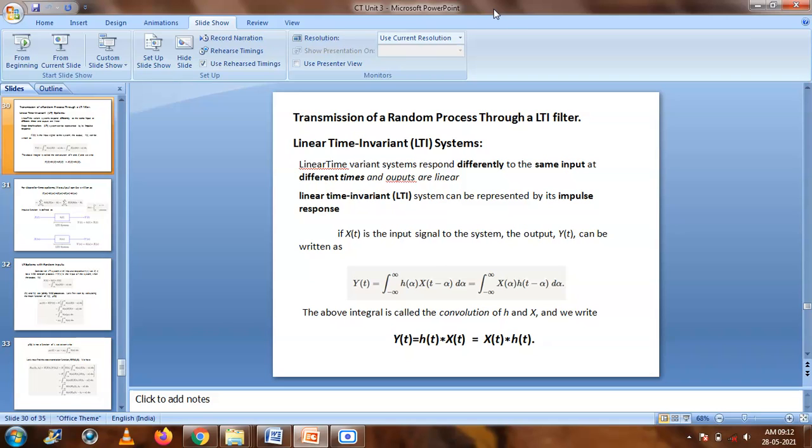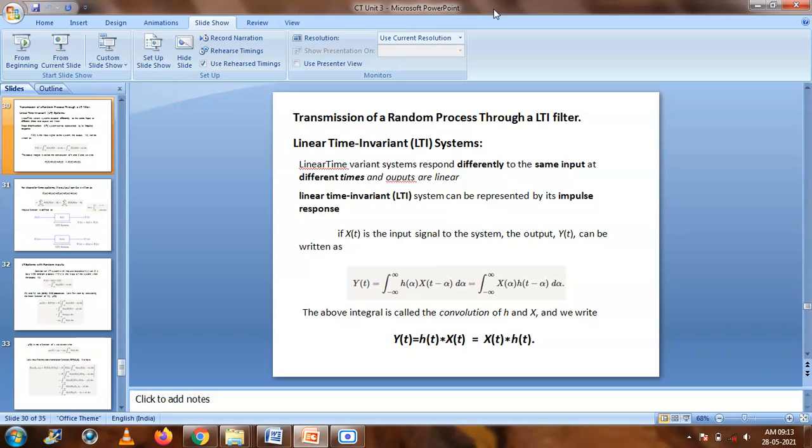So in a linear time invariant system, if you give the same input to the system, the outputs are different even if the time period is changed. Linear time invariant systems respond differently to the same input, because we are giving the same input at different times, but the outputs are linear. For example, if you give a value of 5, 5, 5, 5, it responds differently at different times, but the outputs are linear. What is linear?